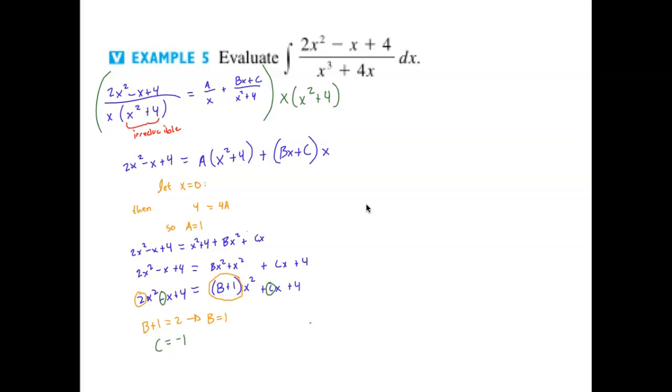Okay, so now let's rewrite our integral using our partial fraction decomposition. What we end up with is basically, I'll circle it over here in red, that's our decomposition.